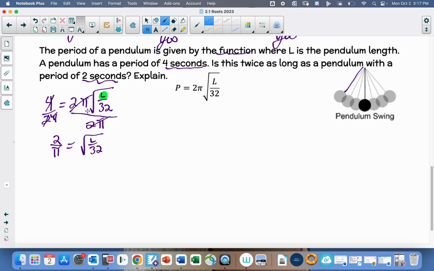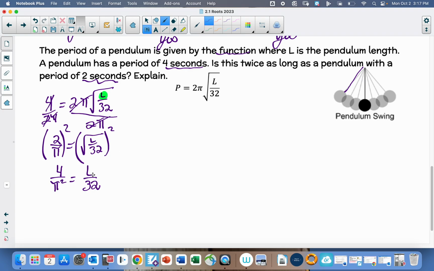Okay? So I just multiplied both sides by 1 over 2 pi. But when I have 4 over 2 pi, the 4 and the 2 have a common factor of 2. Now I'm going to undo my square root by squaring. And when I square a square root, then what's underneath the radical just comes out. So I have L over 32. And on this side, 2 over pi times 2 over pi is going to give me 4 over pi squared.